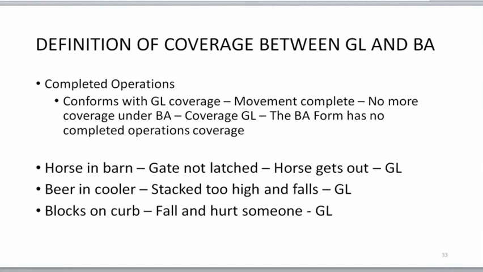So completed operations conform with GL coverage. Movement complete, no more coverage under the BA, coverage under GL. The BA form has no completed operations coverage. Horse in barn, gate not latched, horse gets out, that's GL. Beer in cooler, stacked too high and falls, again, that's GL. Blocks on the curb fall and hurt someone, again, that's GL.